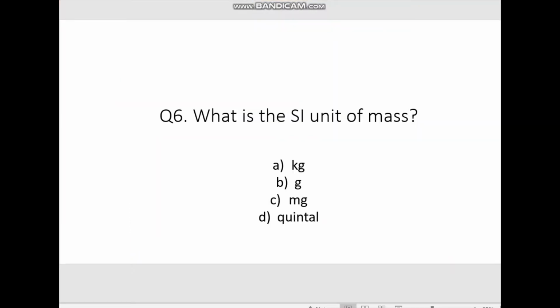Now it is time for a quiz. The question is, what is the SI unit of mass? If you need time to think, you can pause the video. The correct answer is kilograms. The SI unit of mass is kilograms. We learned that SI units are created to make sure that there is a standard all over the world, and the SI unit of mass is kilograms.